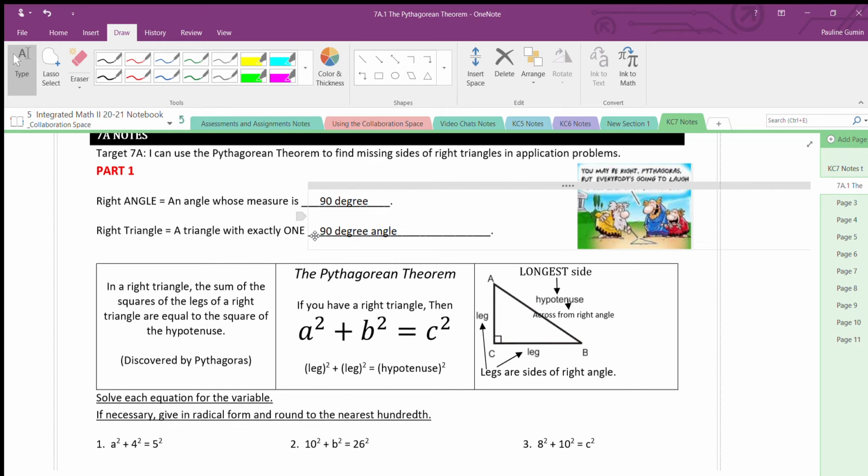Now, when we have right triangles, we can apply the Pythagorean theorem, which is a squared plus b squared equals c squared. A and b stand for the legs of our triangle, which are the two shorter sides surrounding our right angle, and c represents our hypotenuse, which is the longest side and will always, always, always be across from our right angle.